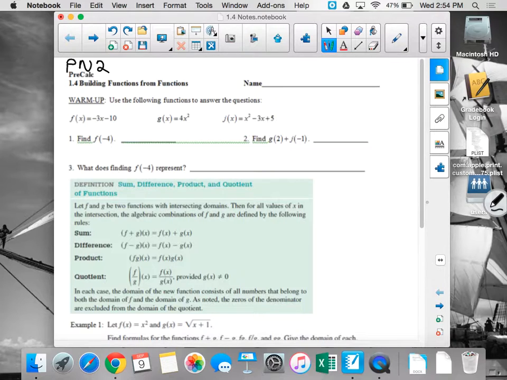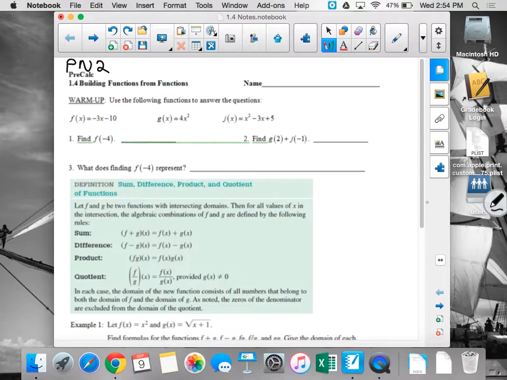We have a little bit of a warm-up here before we start section 1.4, building functions from functions. So if you can please pause this video for just a moment and do the number 1 and 2 warm-up, that would be great. So you can pause right now to do that.